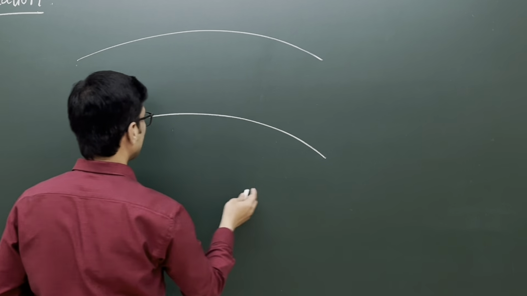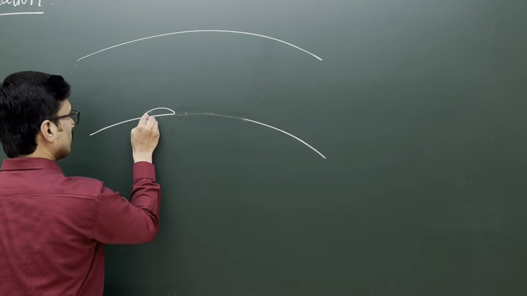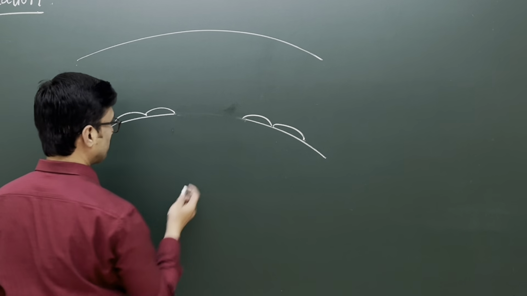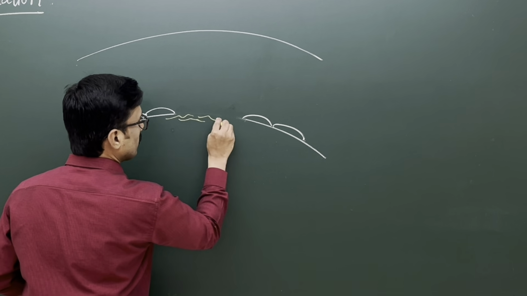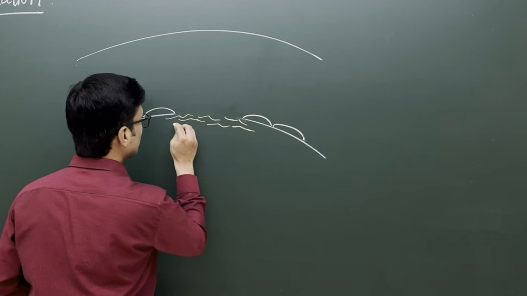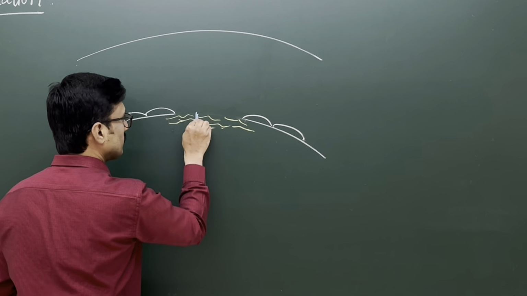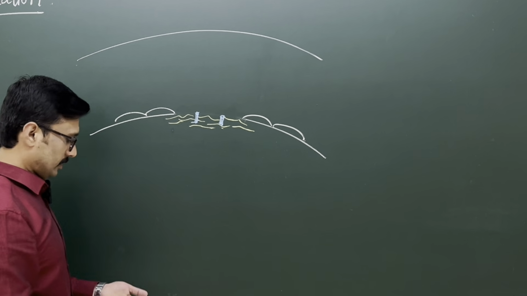So this is a blood vessel. These are the endothelial cells. In this area, the endothelium is stripped off, exposing the subendothelial connective tissue. The collagen fibers are exposed, and also there are von Willebrand factors present in the extracellular matrix of the connective tissue.